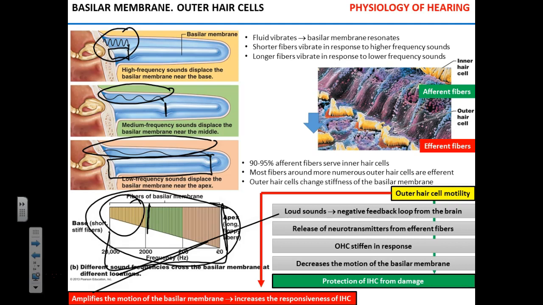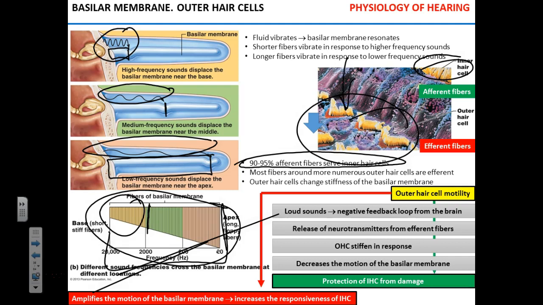The inner and outer. What's the difference? It turns out that afferent fibers that transmit the nerve signal to the brain, all those afferents are at the inner hair cells, and practically none of them at the outer hair cells. Why?